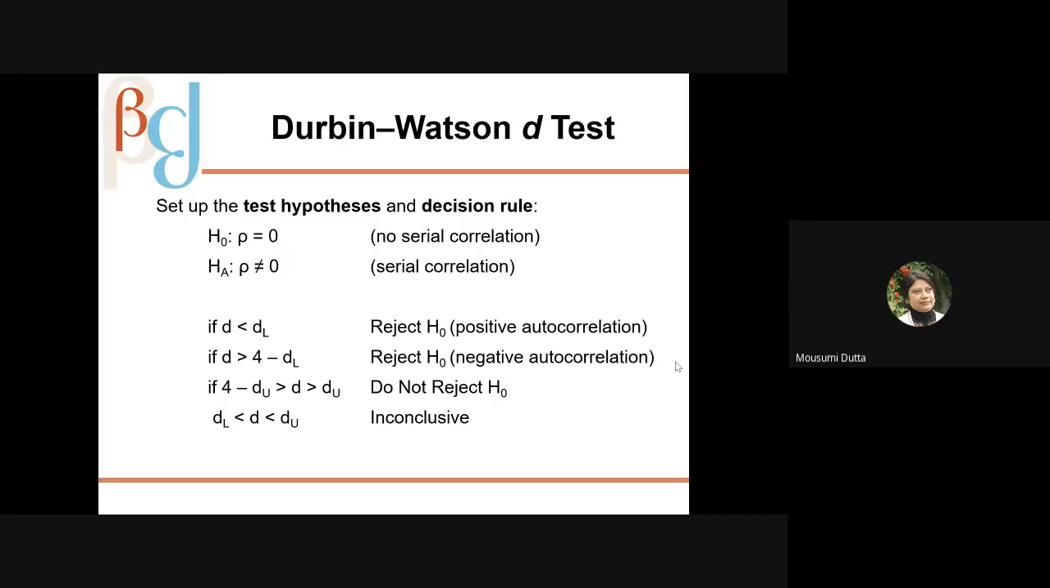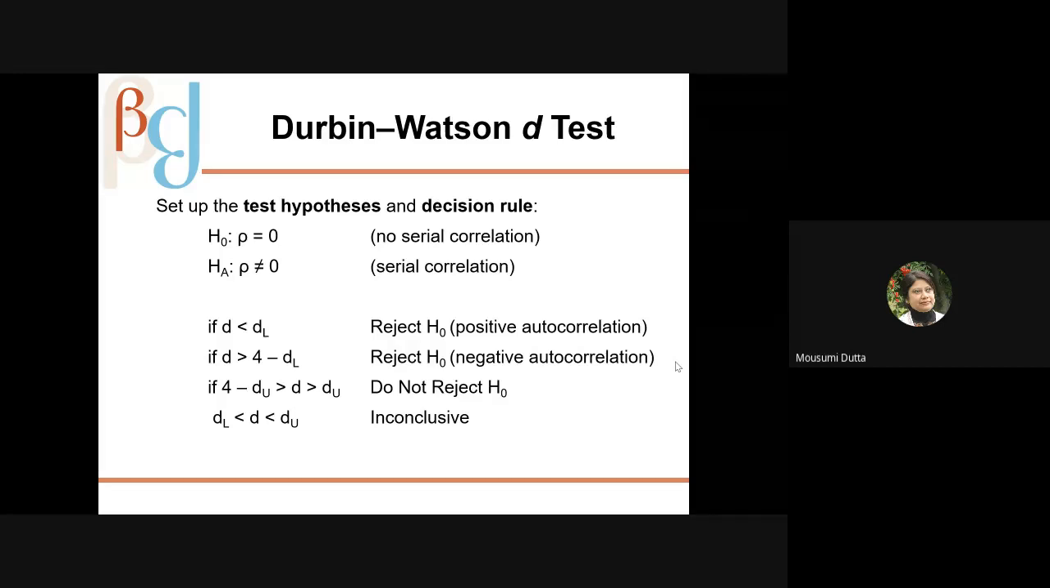So, we can summarize the steps as follows. Null hypothesis is rho is equal to 0. It is tested against the alternative hypothesis rho not equal to 0. If D is less than DL, reject H naught. Reject the null hypothesis of no autocorrelation. That is, it indicates positive autocorrelation. If your calculated D is greater than 4 minus the tabular value DL, reject H naught, because this indicates negative autocorrelation.